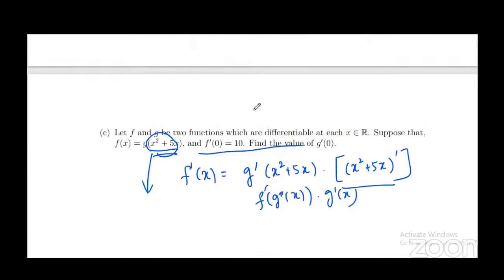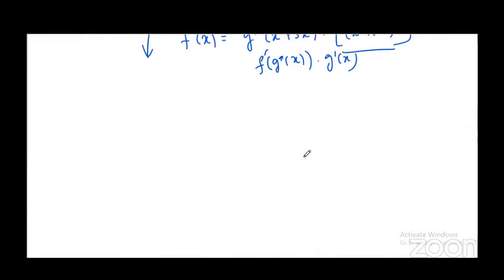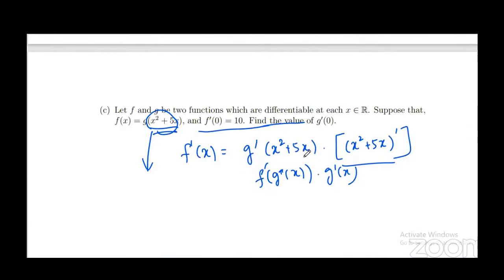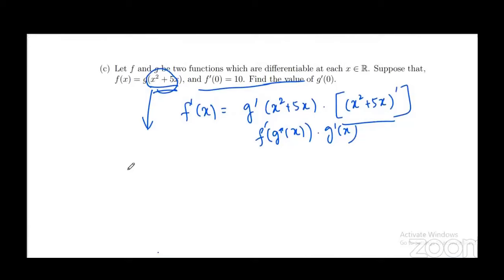Ma'am, one last request. Can you please move a bit down? There was one problem which you solved. The log problem? No, no, this one. Could you please solve it, ma'am? I'm a little confused. Okay, fine. Is it the chain rule that is confusing? No, I'm confused on how to proceed after this. F dash g of x.